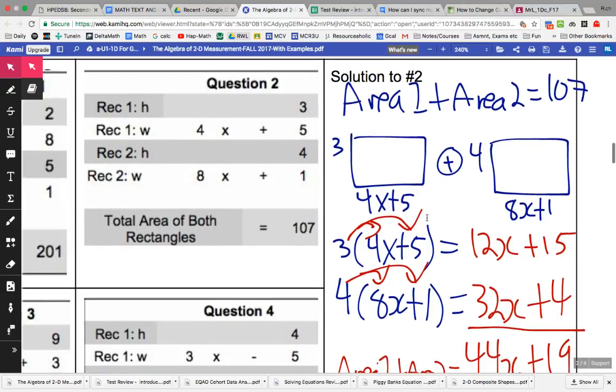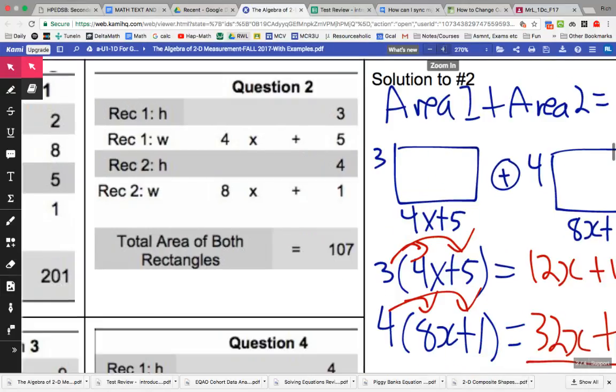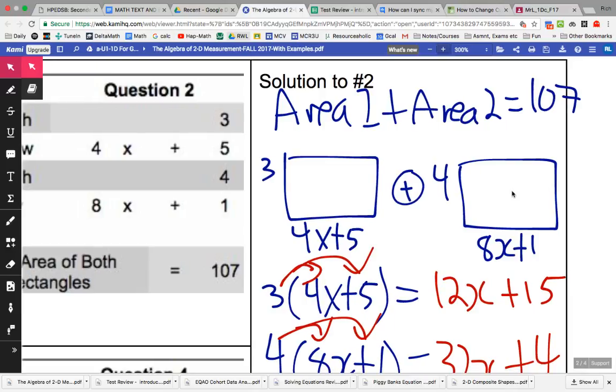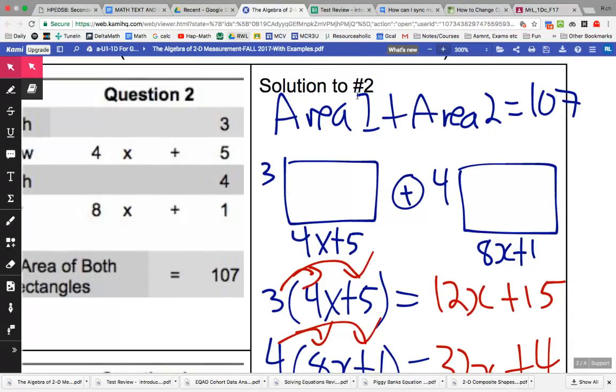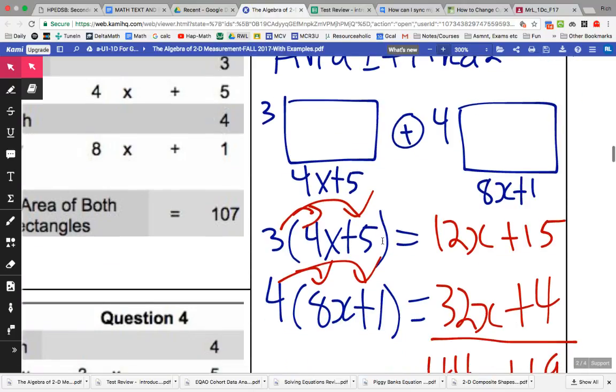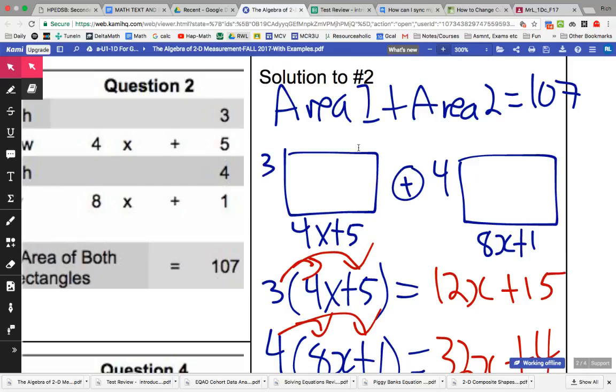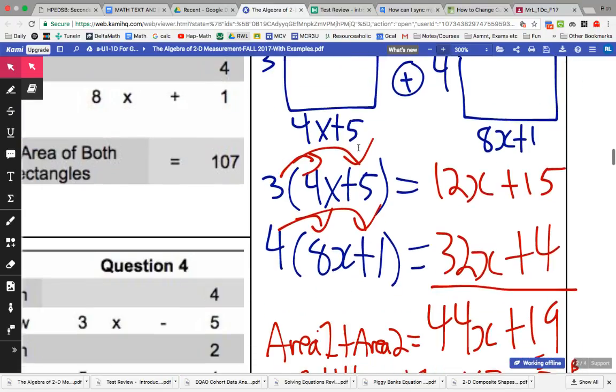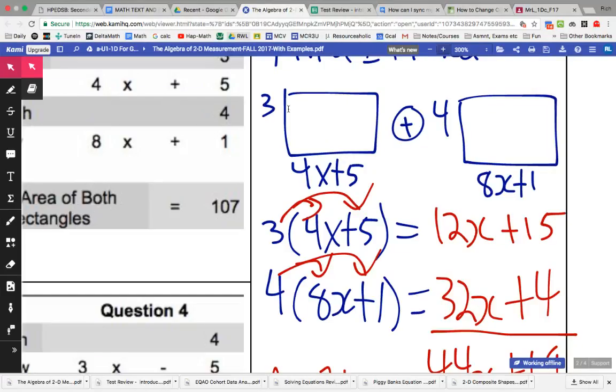So I think the best thing really to do here is simply to draw some sketches. So we know the area of the first rectangle plus the area of the second rectangle adds up to 107. So draw a picture of that. So what does the first rectangle look like? Well, it's 3 tall and 4x plus 5 wide, plus 4 tall and 8x plus 1 wide. Now again, that's going to change to a number once I figure out what x is, right? And we remember that the area always has to add up to 107.